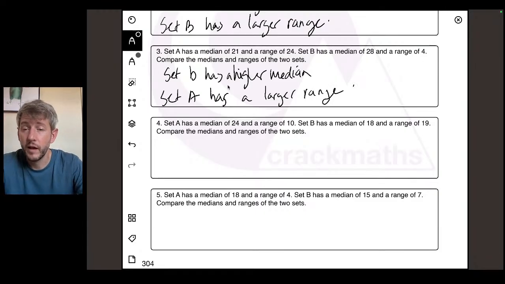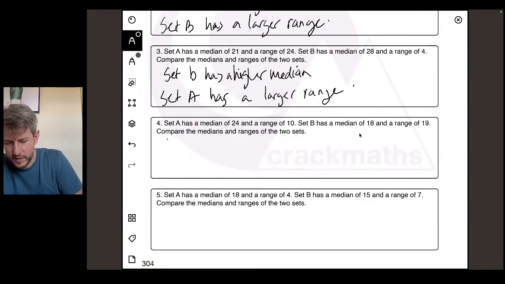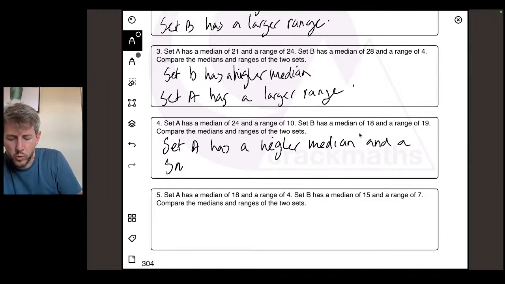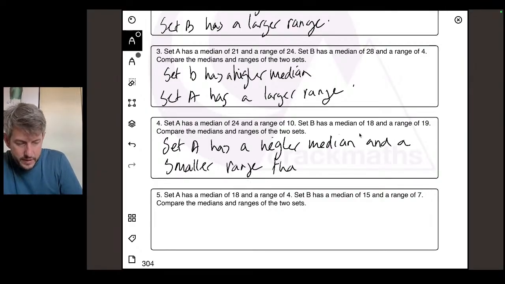Okay, question 4. Set A has a median of 24 and a range of 10. Set B has a median of 18 and a range of 19. Compare the medians of the two sets. Okay, so we're going to say set A has a higher median and a smaller range than set B.